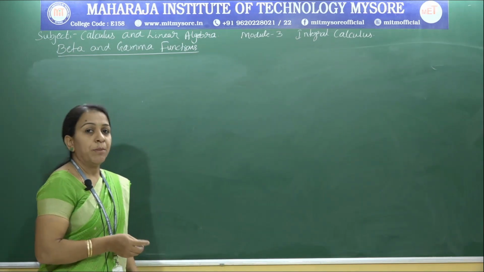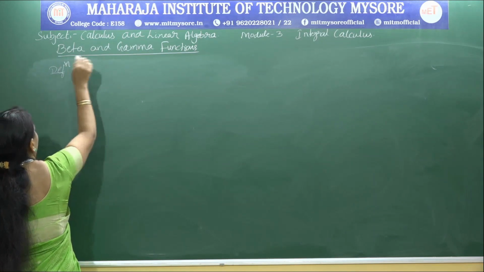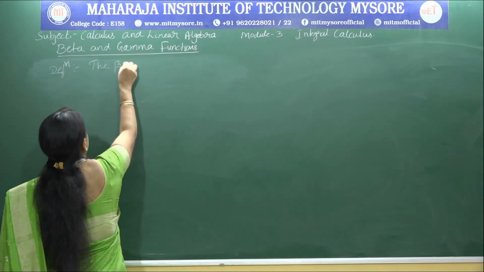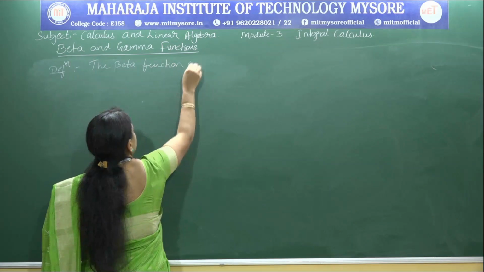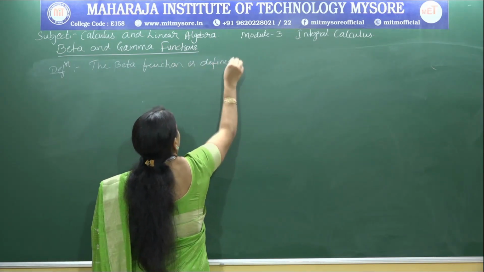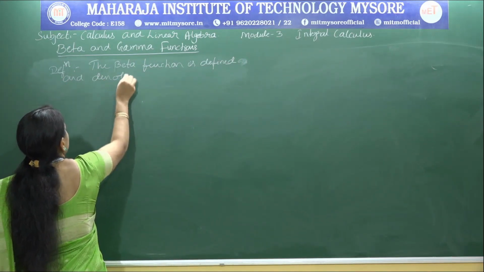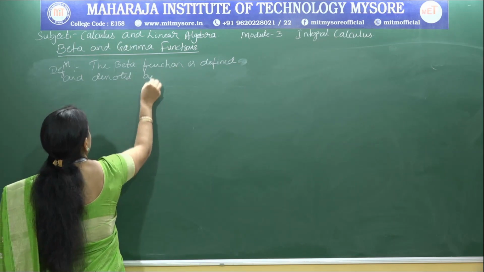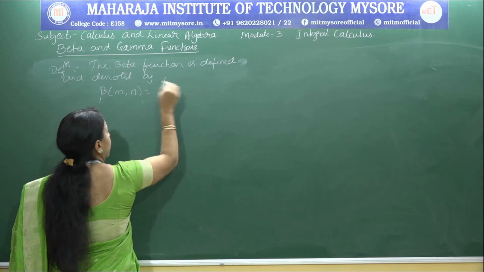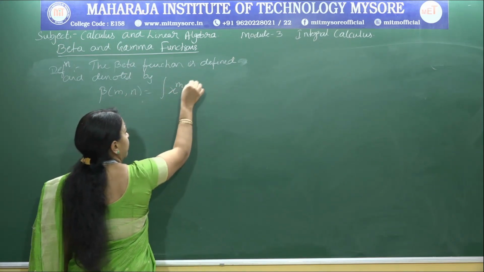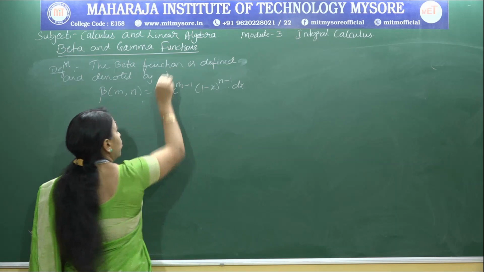So, now let us define the beta function. The beta function is defined and denoted by beta of m comma n is equal to the integral of x to the power of m minus 1 into 1 minus x to the power of n minus 1 dx between the limits 0 to 1.